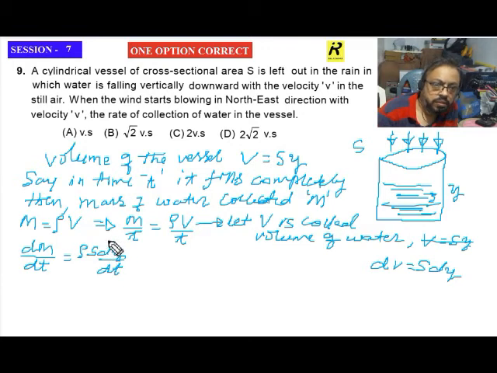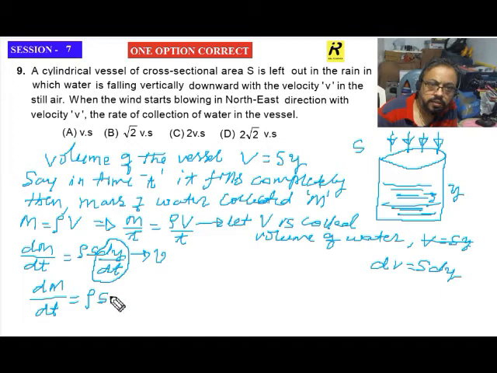Just observe, dy by dt is nothing but the speed with which the raindrop is entering, that is being collected. So we can say this dy by dt as v. Then dm by dt is equal to rho S into v. This is the speed with which raindrops are coming into the container.